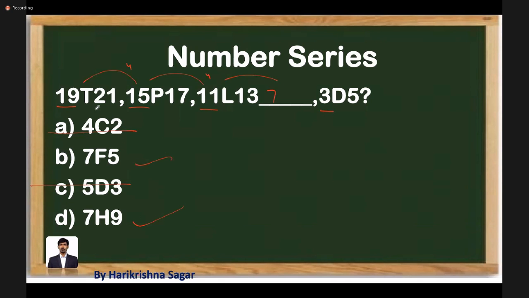So let's look at this: 21 and 17. What's the difference? The difference is 4. 17 minus 4 is 13. 13 minus 4 is going to be 9. The answer should end with 9.